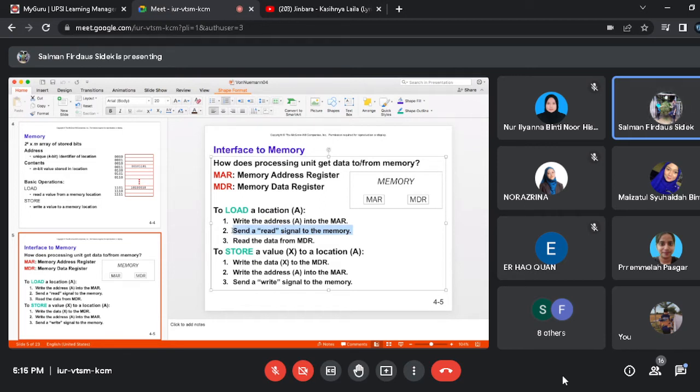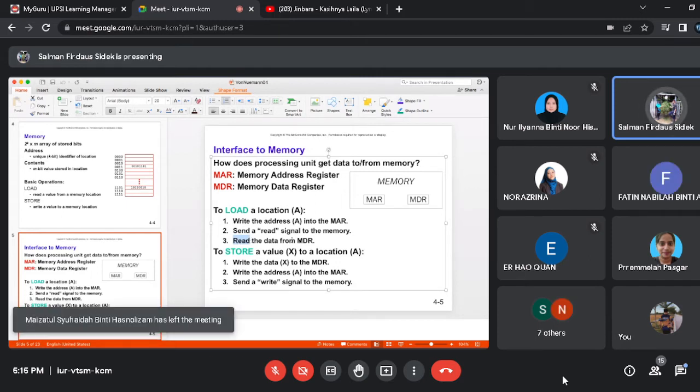Okay, MDR, so it's about to come out. The data is just around the corner to be sent to the CPU. After the data is already registered into the MDR, the next step, the data will be read from MDR. Read means taken out or sent. Read the data from MDR or send the data from MDR to the CPU.